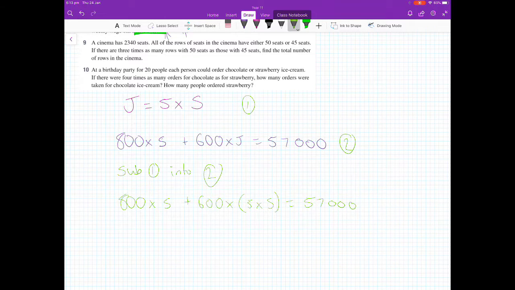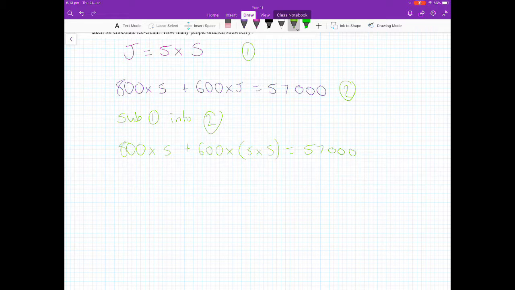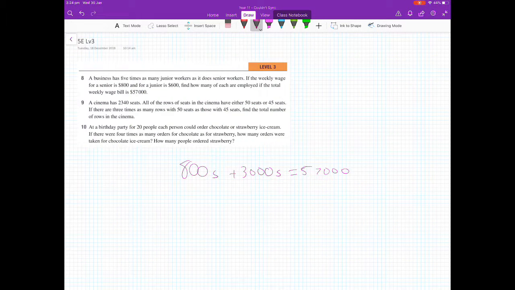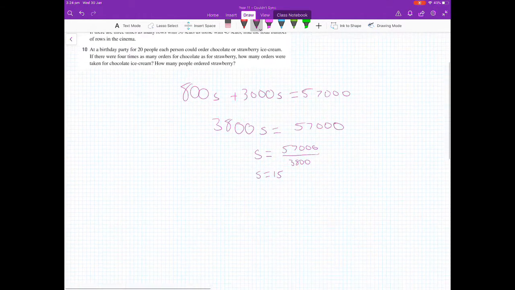Expand our brackets out there, and 600 times 5, I'm sure you all know is 3,000. So we end up with 800 S's plus 3,000 S's equals 57,000. The crowd goes wild. Alrighty, 800 plus 3,000 equals 3,800. Sorry for the color change, guys. Just changing it up for a little bit of fun, I guess. We're just going to add them together and then divide both sides by that 3,800. Getting S on its own, we then end up with S is 15.